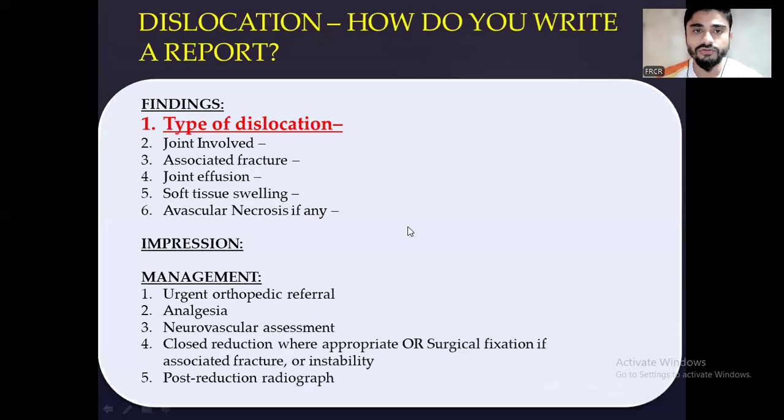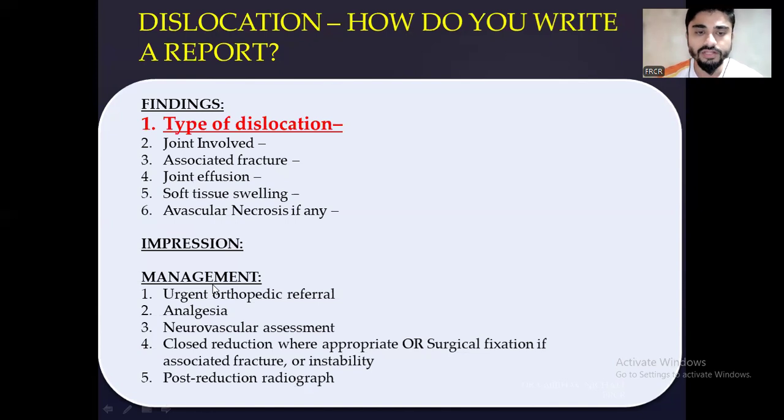This is how your model answer should look in cases of dislocation. In findings, you need to write what kind of dislocation you are dealing with, which joint is involved, whether it is a shoulder, ankle or elbow joint, and whether there are any associated fractures. Mention any joint effusion, soft tissue swelling or avascular necrosis, if any.